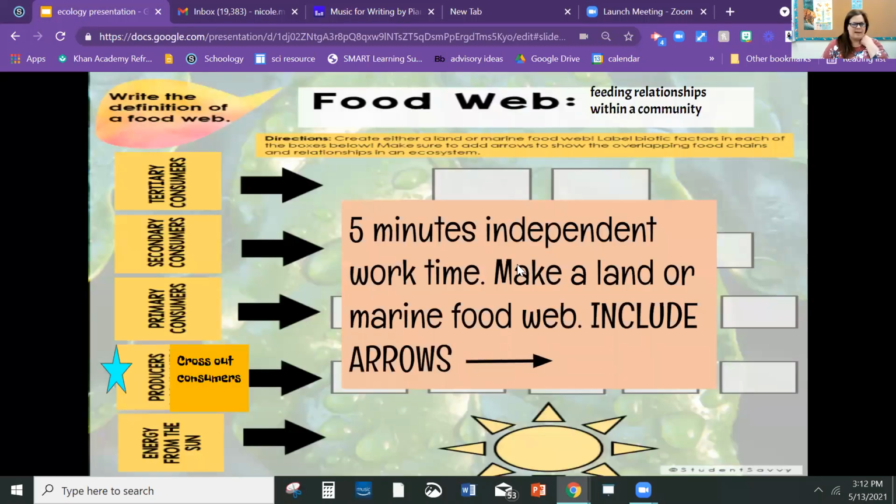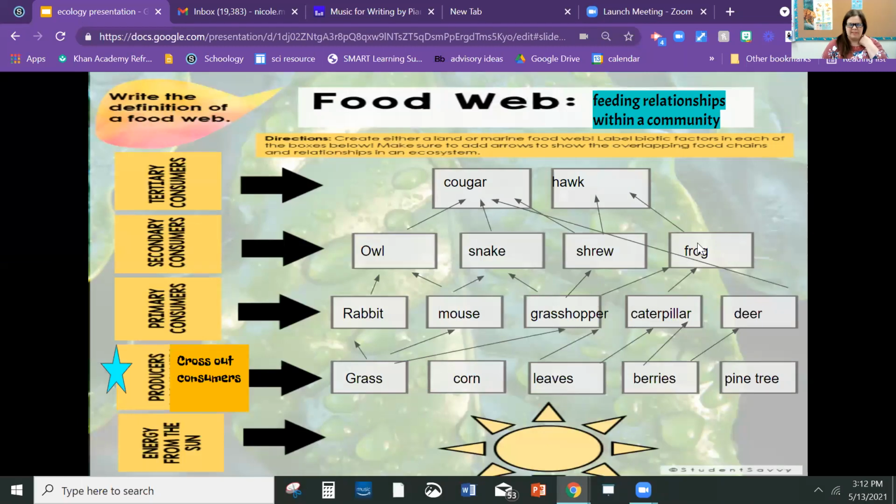All right, so my food web looks a little something like this. Again, I defined a food web up here. I highlighted it blue. This time I said it's the feeding relationships within a community. And I kind of did a Minnesota one where some of my producers at the bottom were grass and corn and leaves and berries and pine trees. Some things that eat that.